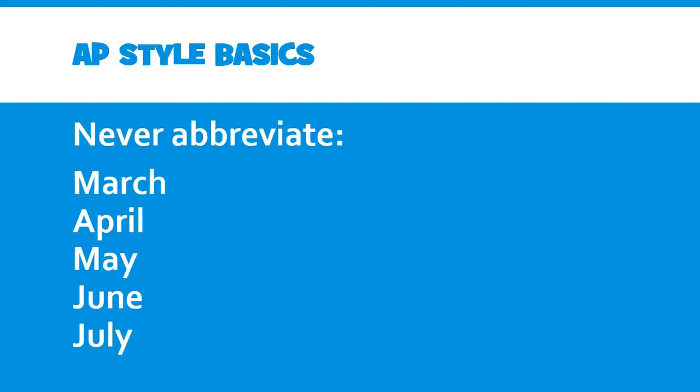However, there are certain months, March, April, May, June, July, that we never abbreviate even if we have a calendar date. We call these the short months because the words for them are actually quite short, and because abbreviating them would create some sort of confusion. And conveniently, in the calendar, they're all right next to each other.